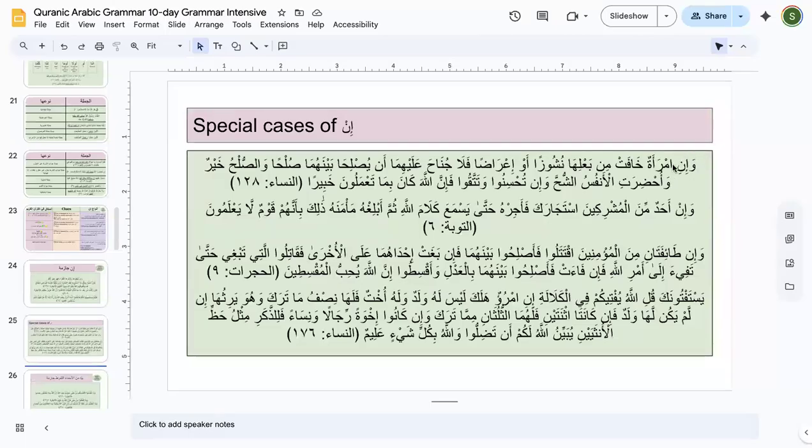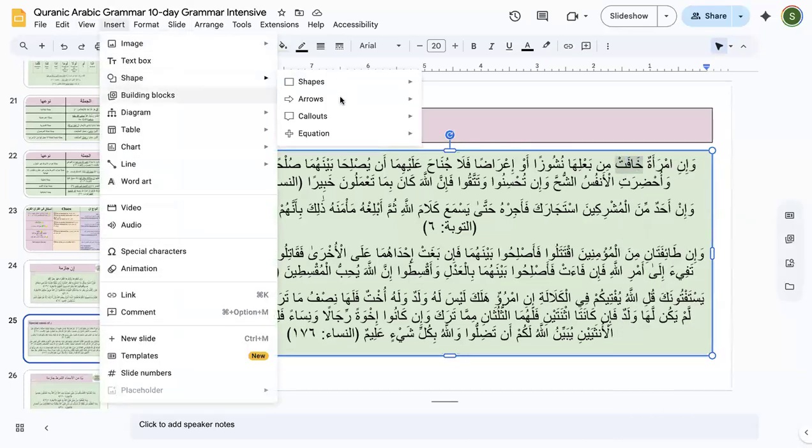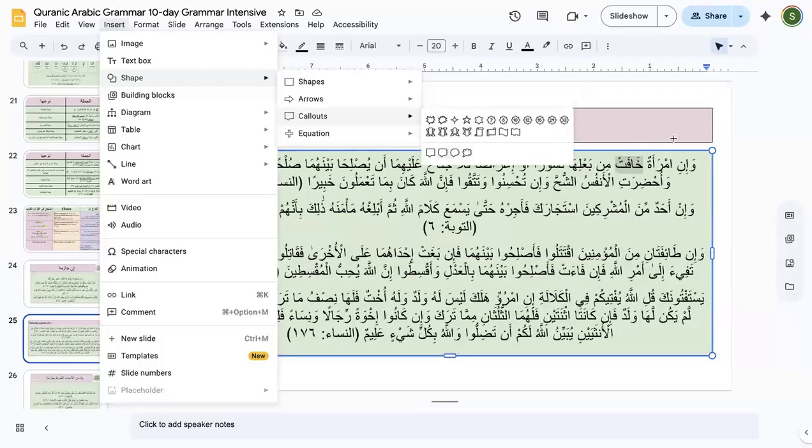And in here, can this "in" be shartiya? "In imra'atun khafat min ba'liha nushuzan aw i'radan fa la junaha alayhima an yuslihа baynahuma." In here, when there is no fi'l mentioned, then you assume that there was a fi'l after "in" shartiya, after "in" of shart, which has been omitted, and this imra'atun is a fa'il of the omitted fi'l. And what do we consider omitted here is the same fi'l that has come in the sentence.